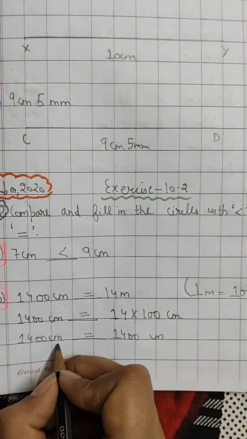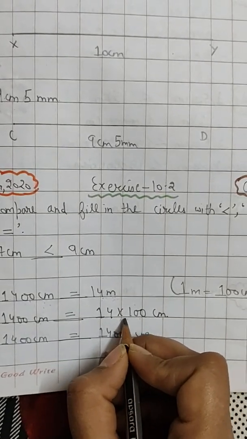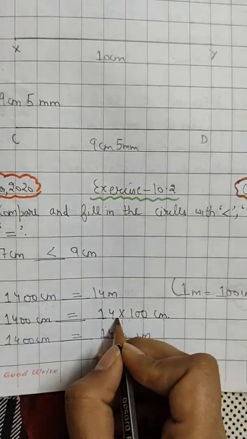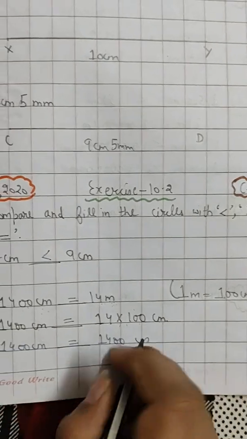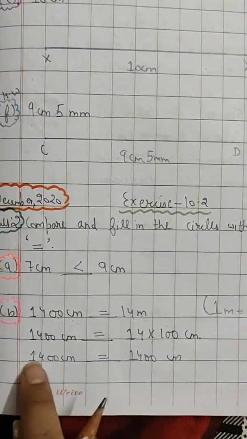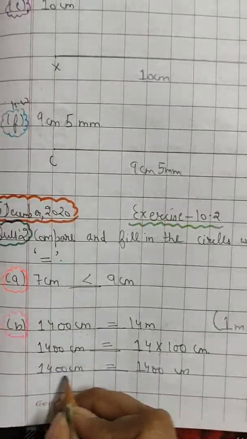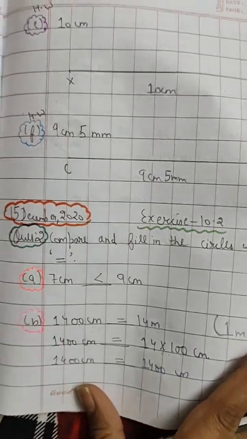So it will become 1400 same, but here as you multiply, I have told you when you multiply any number with 100, you have to put two zeros after the number. So 14 multiply by 100 is equals to 1400. As you can see, both the numbers are same, so you can put the is equals to sign. I have put is equals to sign here.